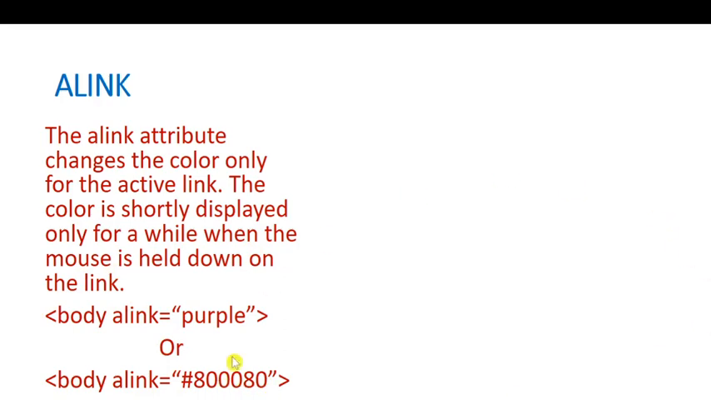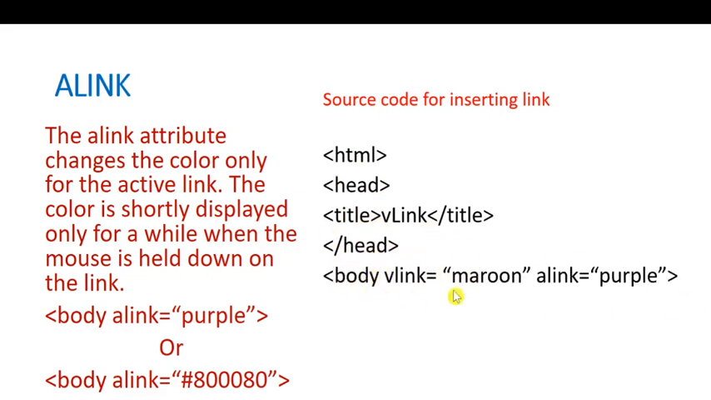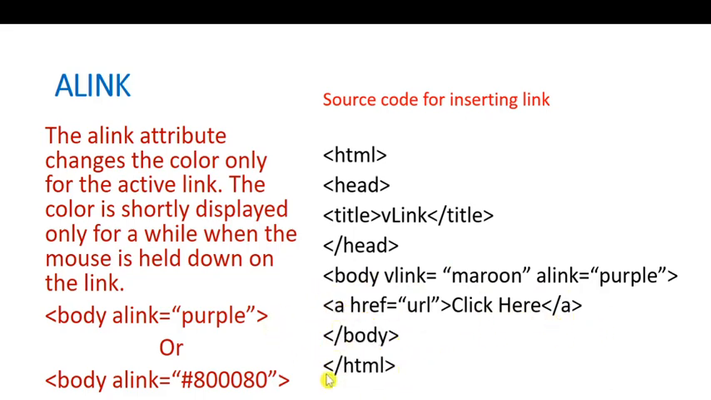So how do we apply the source code? We apply it in a similar fashion here also. HTML comes, then head, then title, then the closing tag head. Then comes the body vlink maroon, alink purple, then the same syntax, then the closing tag body, then the closing tag HTML. So this is how we apply the source code for alink.